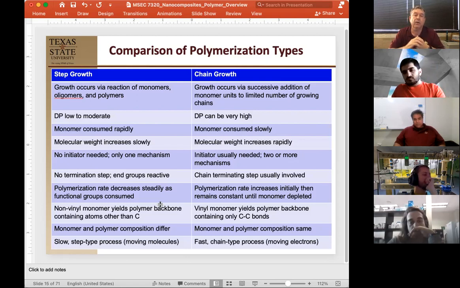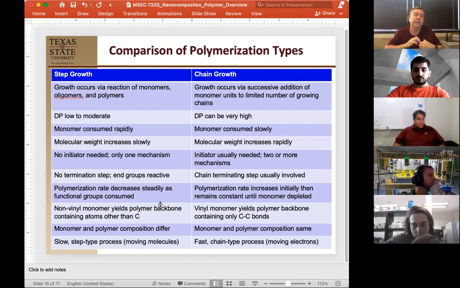In the case of chain growth, usually involves an initiator, and heat is enough of an initiator for several of these reactions. And then it has a propagation step, and then usually a termination step. There's no termination step required in a step growth, you can just keep adding to those end groups. And typically in the chain growth, you do stop it so it doesn't react.